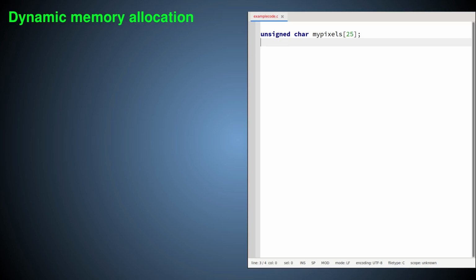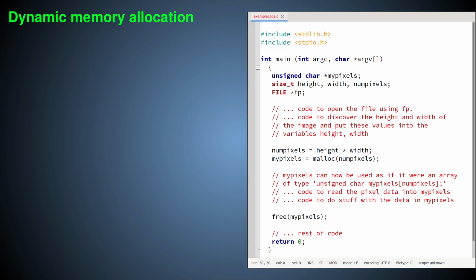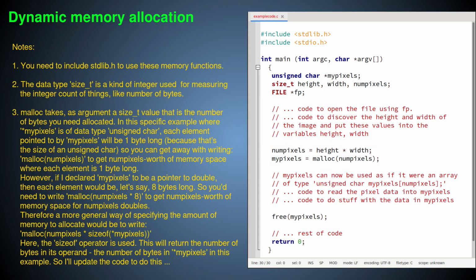The answer to this is to use dynamic memory allocation to a pointer instead, as shown in this example. Here, myPixels is a pointer to unsigned char. Then, after your program reads the image file and discovers the required number of pixels, you use the standard library function malloc to allocate exactly the required amount of memory to the pointer, which you can then use as a standard array, but with extra benefits, some of which were described in my previous video on pointers and arrays.